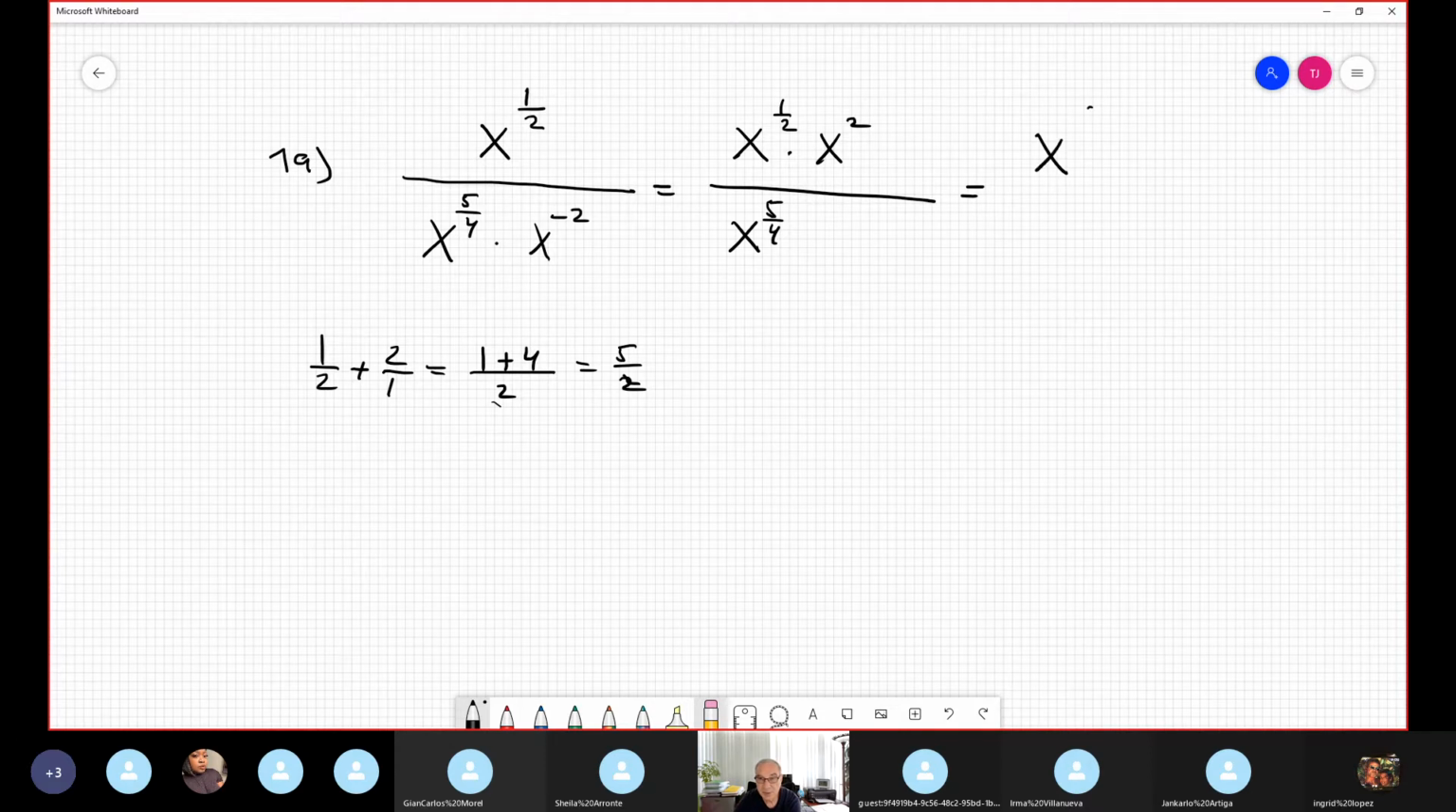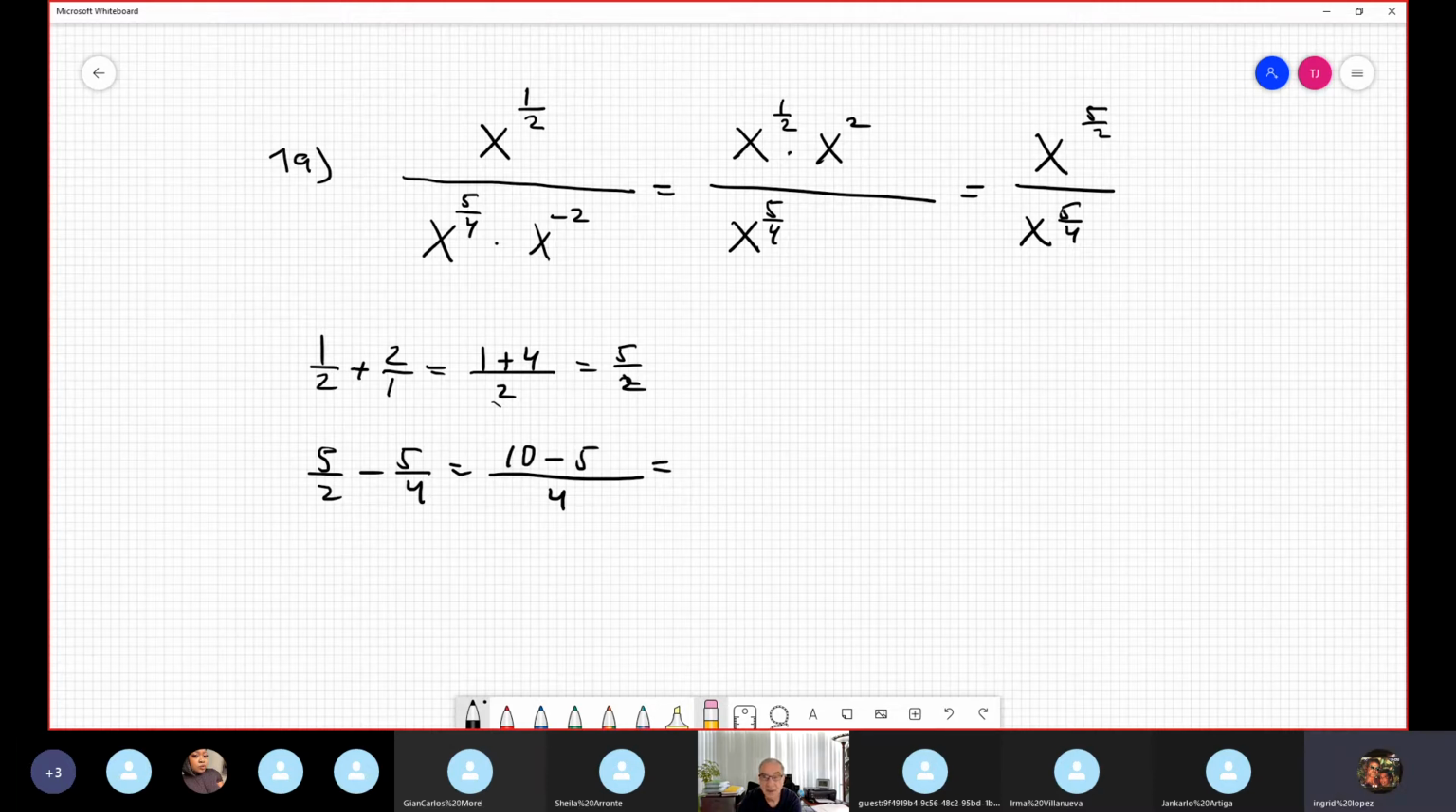So x to the 5/2 divided by x to the 5/4. Now, division is subtraction of the exponents, no? 5/2 minus 5 over 4. The LCD is 4. So 4 divided by 2 is 2, 10, 10, 10. Is that a 2 or a 4?